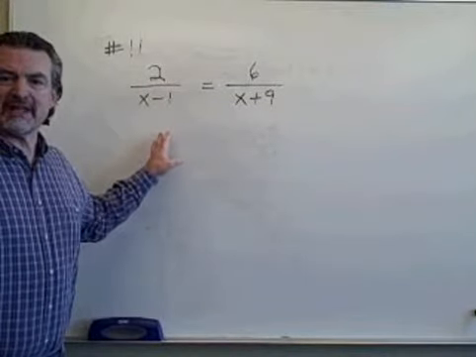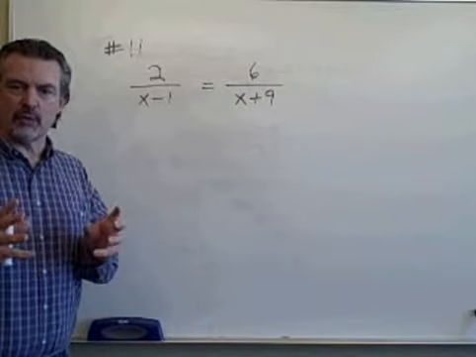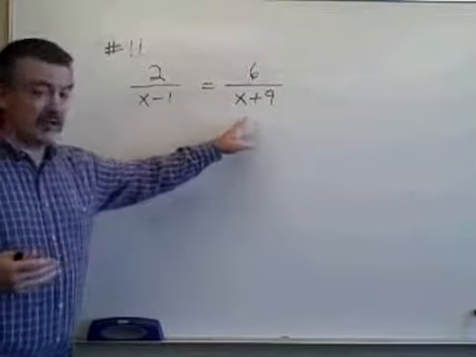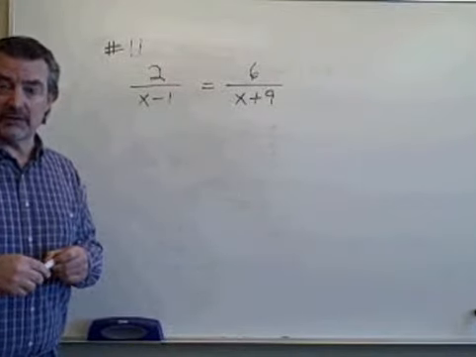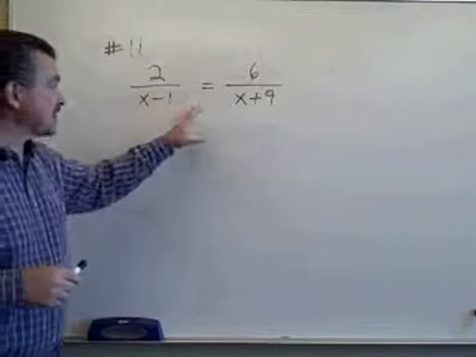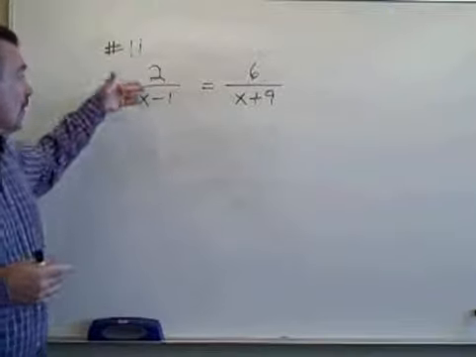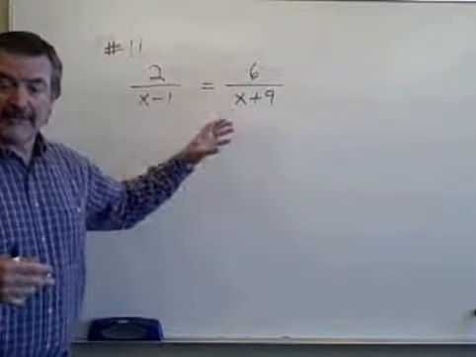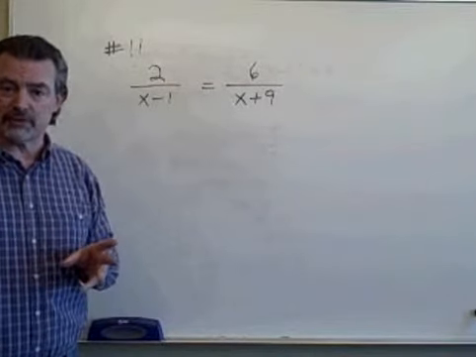This problem is an example of a rational equation. Remember, rational equations are equations that have fractions. And oftentimes, the variable will appear in the denominator of one or more of the fractions in our equation. This happens to be the special type of rational equation, where we have a single fraction equal to a single fraction. And remember, that particular type of rational equation is called a proportion.